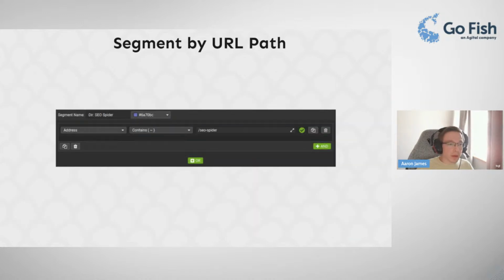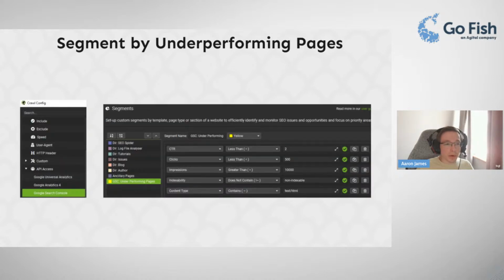So this is our basic segmentation rule for the SEO Spider. It's simply address contains /SEO-Spider. But when we actually want to look into underperforming pages, we can apply a great set of rules here. First of all, if we want to take in API data, we will have to enable APIs. So go to your configuration menu again, under API access, Google Search Console. If you go through connecting that, and you choose a date range that you want to look at, you can then pull that data into the SEO Spider.